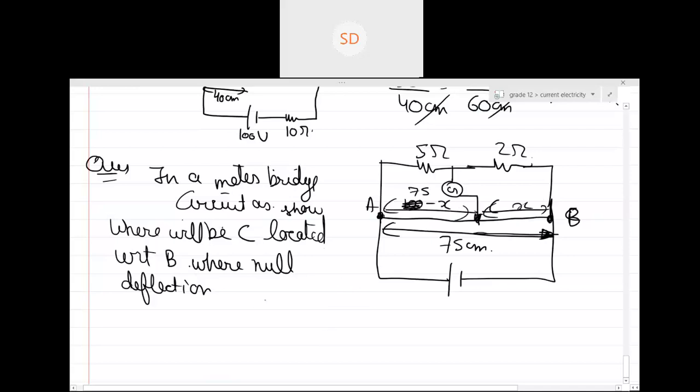So basically, can you see from here 5 upon 75 minus x should be equal to 2 upon x. Khatam. That's it. समझ में आया what to do? This resistor upon this length should be equal to this resistor upon this. Chalo, note it down. Give me 2 minutes. I'll just come.